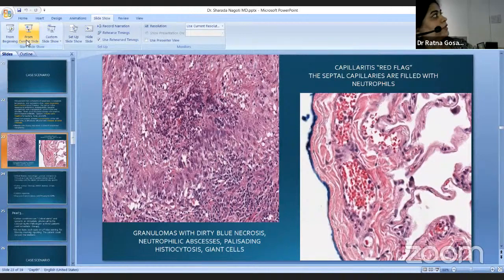Along with that, the other sections reveal this finding. So what is this finding? These are the capillaries, and all of these capillaries are infiltrated by neutrophils. This is called capillaritis, and capillaritis is always a red flag sign. So what is the diagnosis? Dirty necrotizing granulomas with this dirty blue necrosis and capillaritis. The diagnosis is diffuse alveolar hemorrhage.